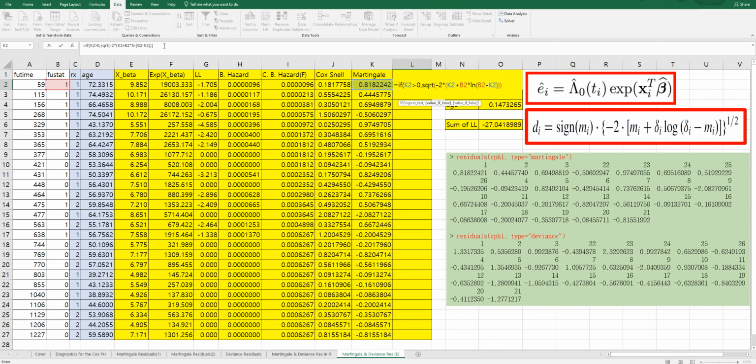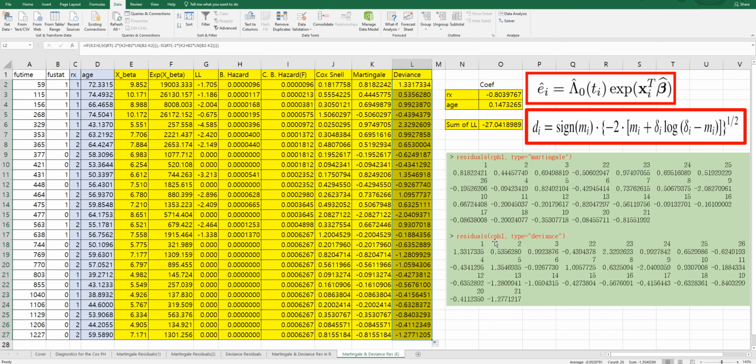And if the Martingale residual is less than 0, then it is minus the same formula. Okay, this is the same as our output, right?